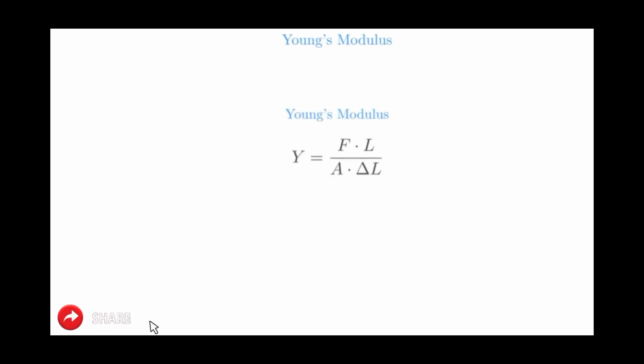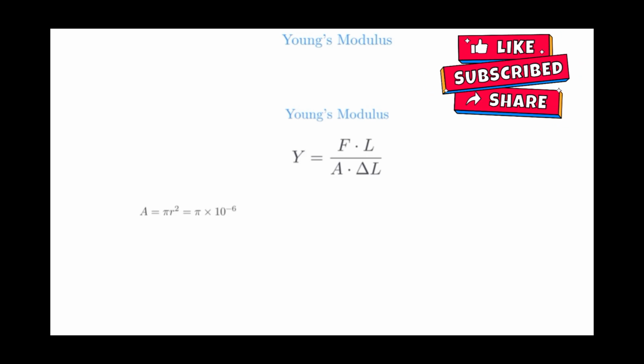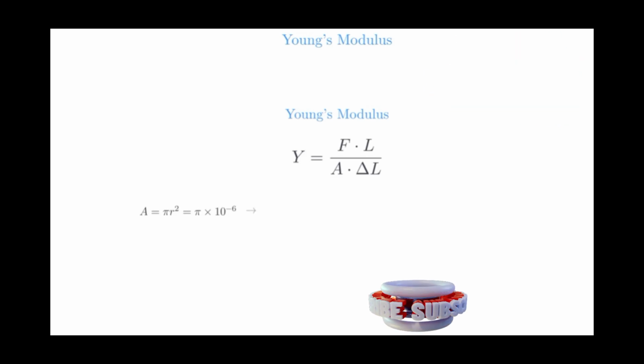We need Young's modulus, which equals force times length over area times change in length. First, we'll compute the cross-sectional area using the radius of 0.001 meters. Then we multiply force 800 newtons by length 125 meters and divide by the area times delta L of 0.25 meters. Let's work through it on the diagram.